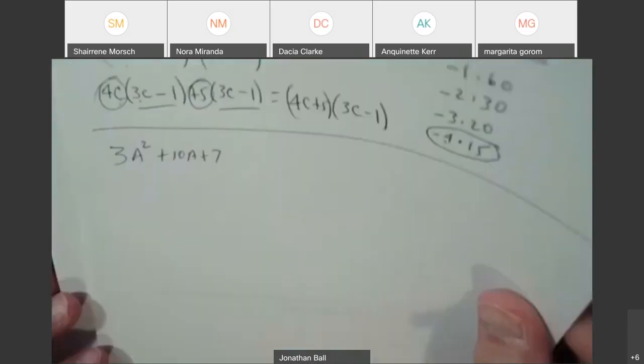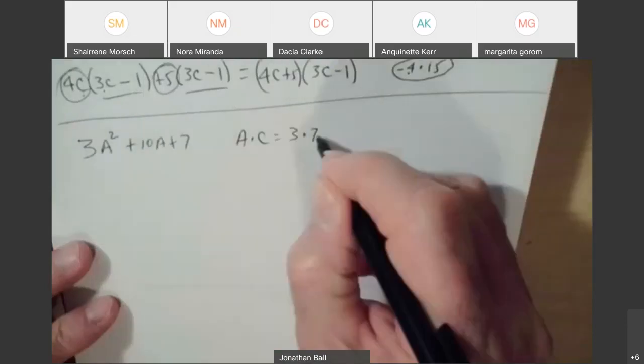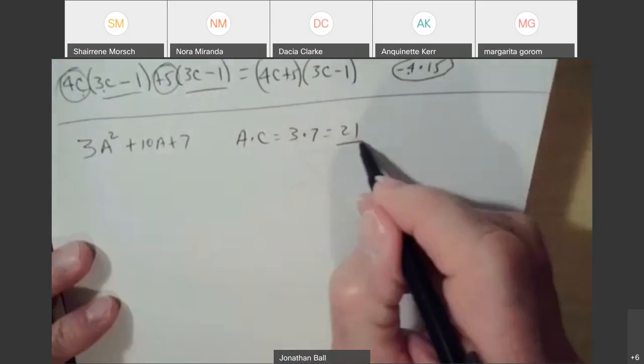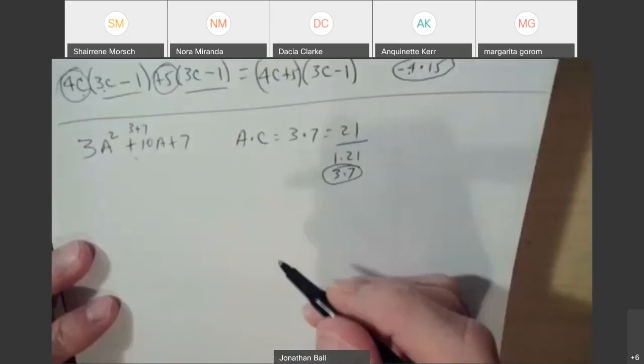Okay, again, remember the first thing we do is a times c. A is 3. C is 7. Well, what are the factors of 21 that add up to 10? 1 times 21, 3 times 7. That's it there, huh? 3 and 7. This is 3 plus 7. And this one's 3 times 7.